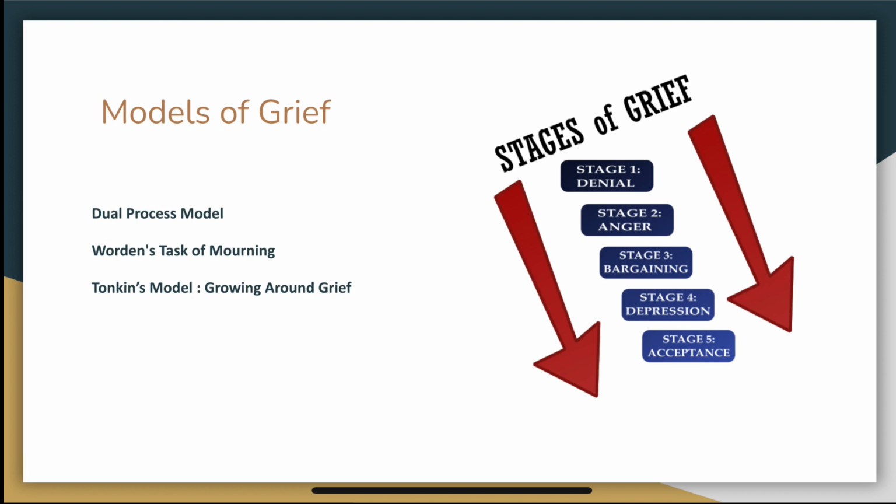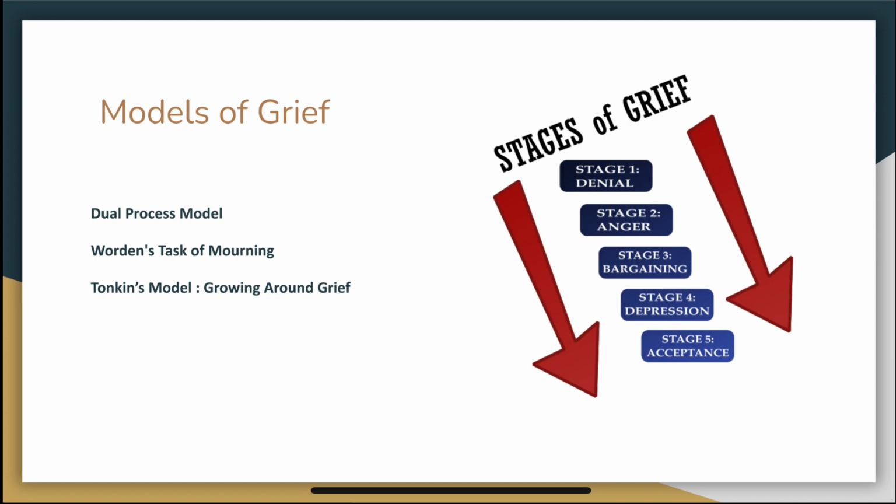Worden's tasks of mourning. William Worden developed the tasks of mourning in 2008. While they may sound similar to the stages of mourning or stages of grief, they are not a linear process and do not suggest that bereaved people should be at a certain stage in any given time frame. The tasks of mourning present grief as an active process, whereby bereaved people need to accept the reality of their loss, feel and process the pain of their grief, adjust to a world without the person who has died, and maintain an enduring connection with the person who has died.